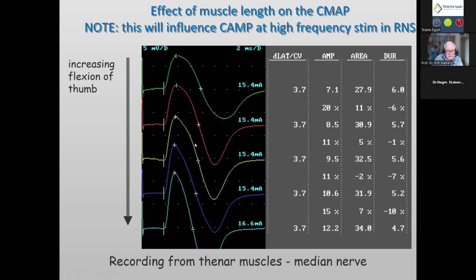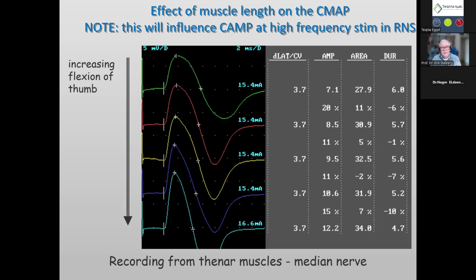You see that the duration will decrease and the amplitude will increase. 7.1 millivolt, 8, 9.5, 10.6, 12.2. Can you see? It's a very large difference. It's 60-70% difference. And duration 6 down to 4.7. So it changes the shape a lot.